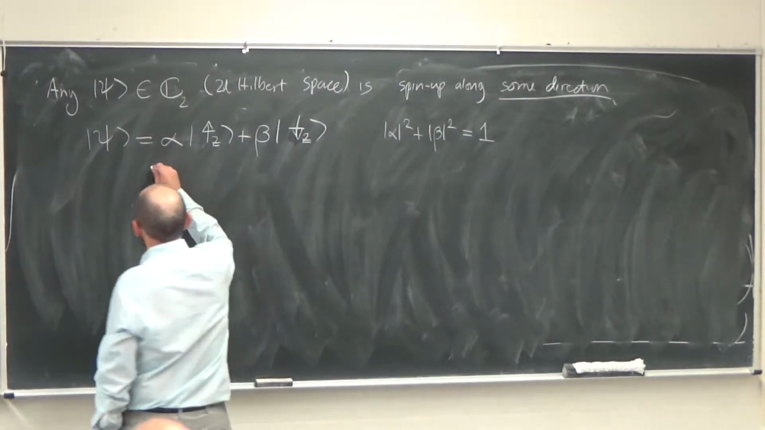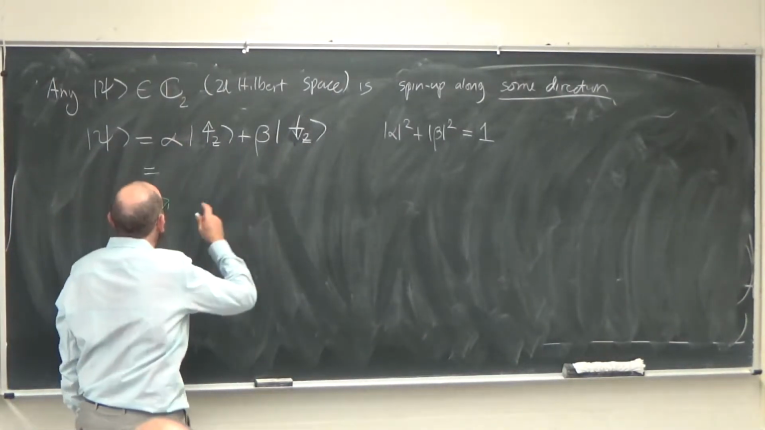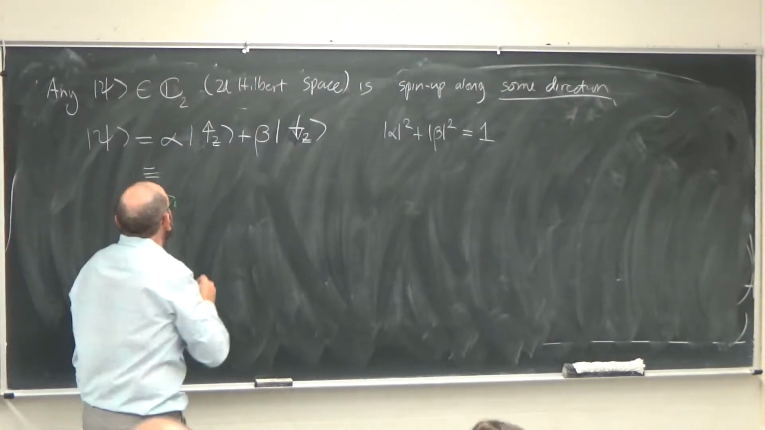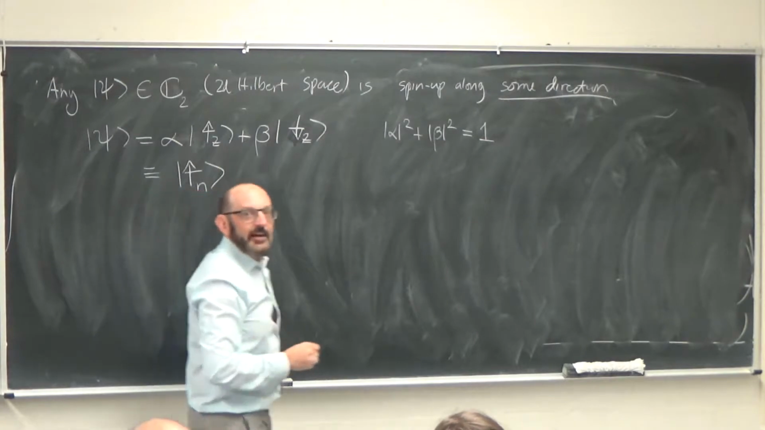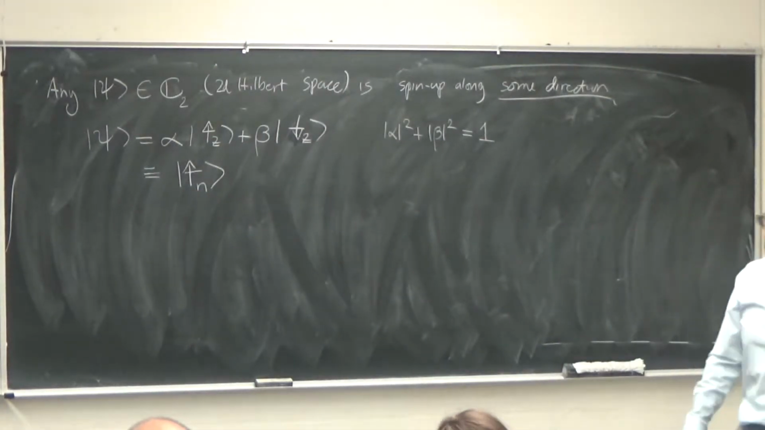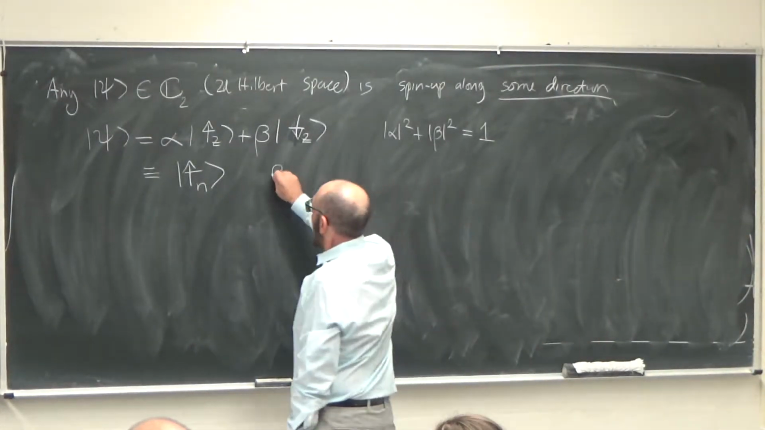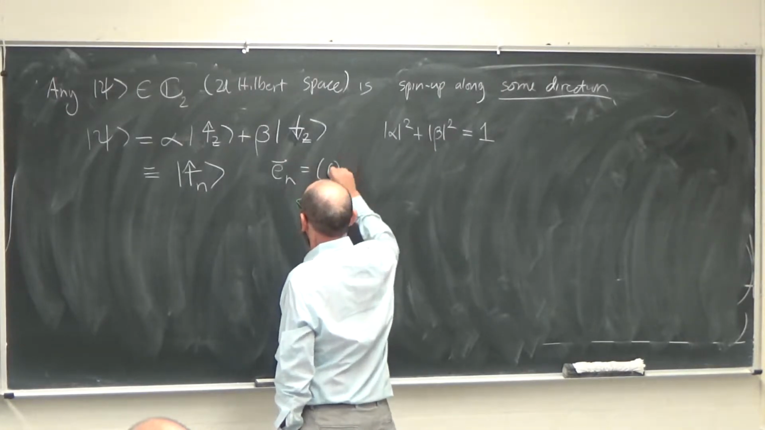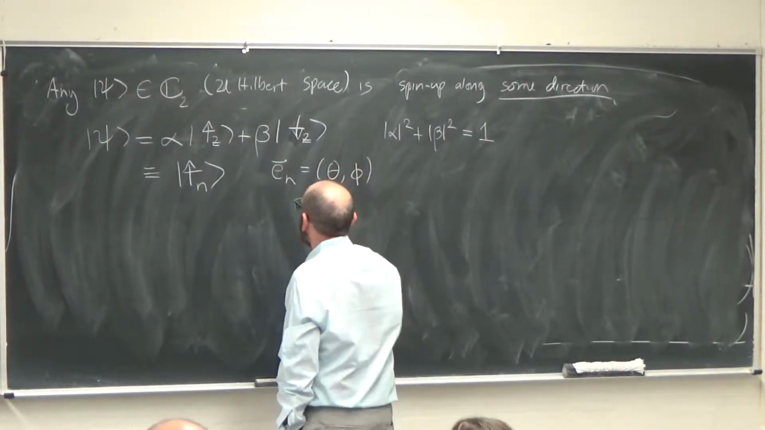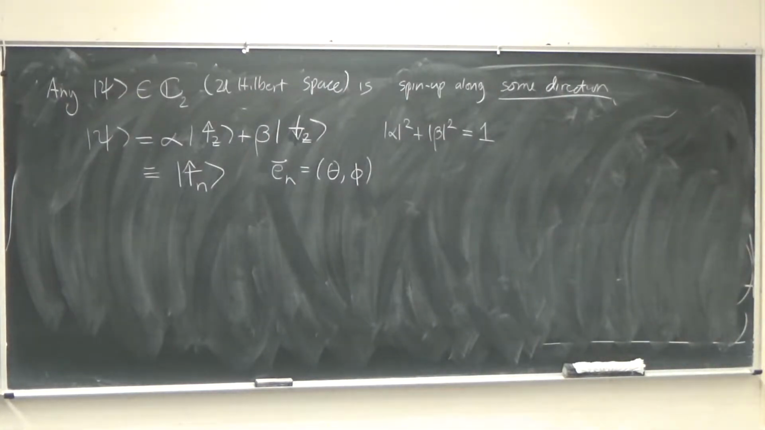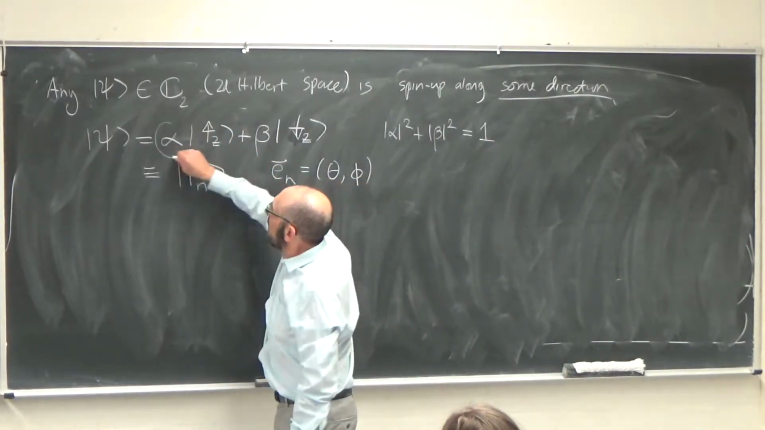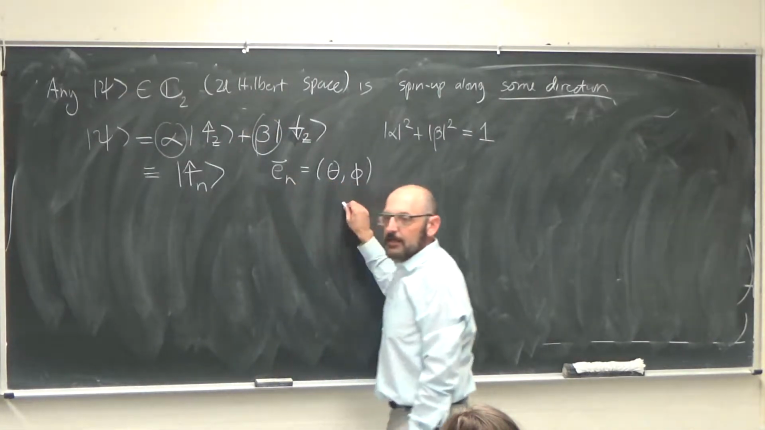I claim that this is equal to, up to some overall phase, spin up along some direction. And this direction is characterized by polar angles theta and phi. I ask you now, what are the directions theta and phi that this corresponds to? Given an alpha and beta, what are these?